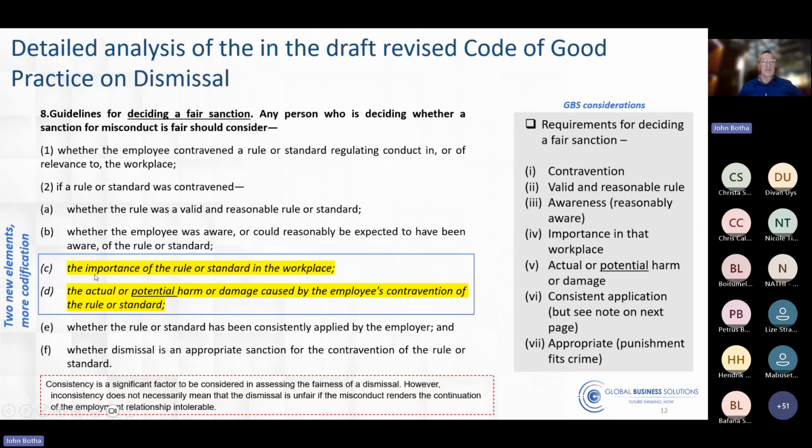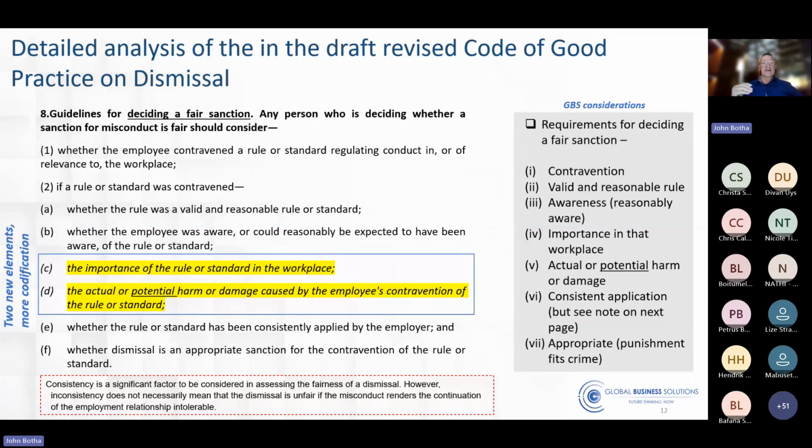So before you dismiss someone for misconduct, firstly, of course, you need to ensure the employee contravened the rules. So you've got to first prove there was a contravention. And if there was a contravention, secondly, under 2A, prove it was a valid and reasonable rule. And thirdly, that the employee was aware or could have been reasonably expected to have been aware. So that's unchanged. Now it goes and it includes paragraph C and D.